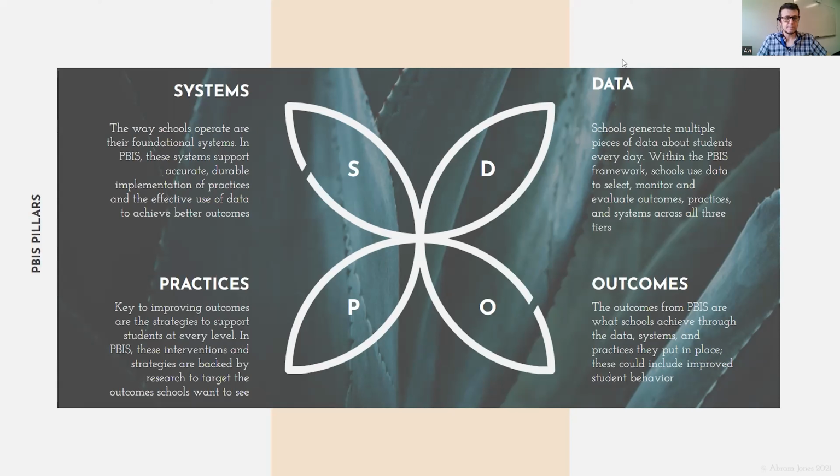Okay. So this gives us the relationship to all of the other 3 pillars. Accurate, durable implementation of practices. Key to improving outcomes are the strategies to support students at every level. In PBIS, these interventions and strategies are backed by research to target the outcomes schools want to see.